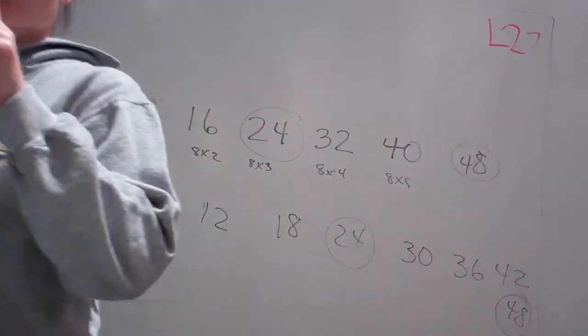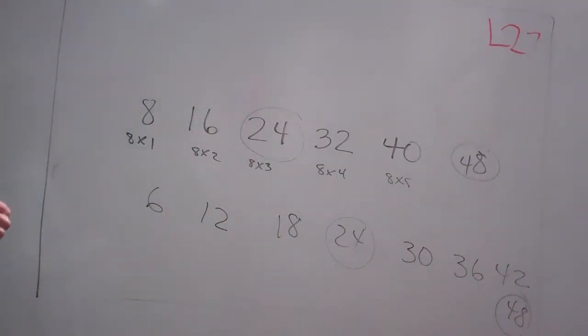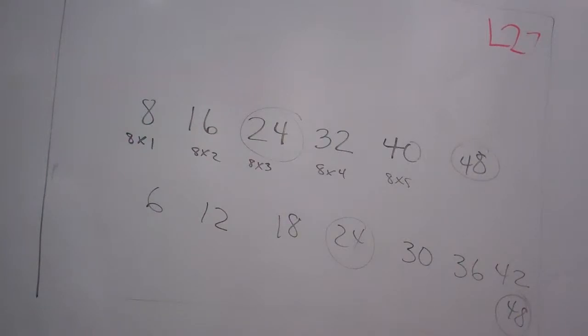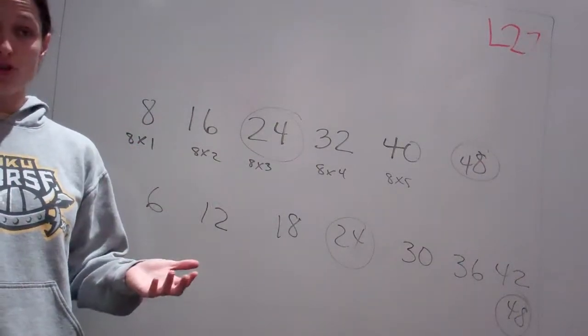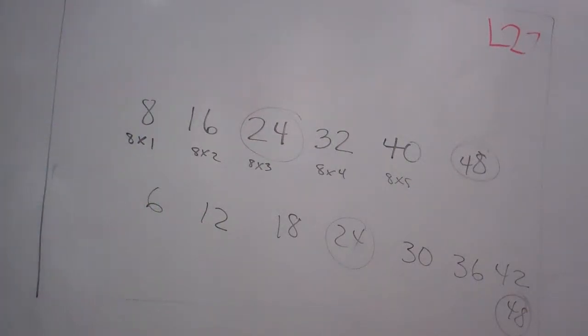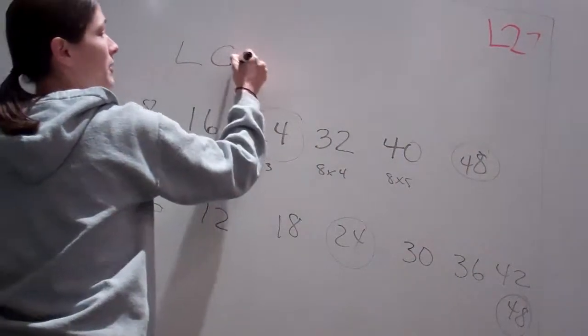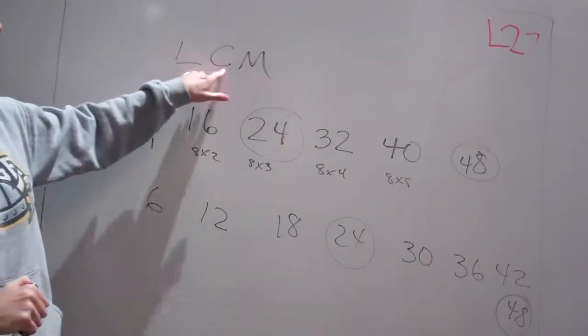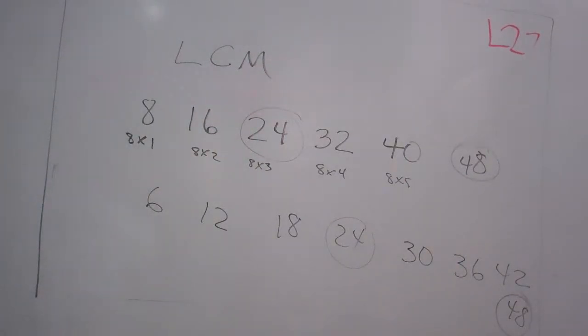Okay? But with multiples, you're trying to find the least common multiple. So what is our least common multiple? 24 would be, okay? When we are working with factors, we find the greatest common factor. But when we're working with multiples, most times they're going to ask for the least common multiple, LCM. Okay, so if you need to write that down, that means least common multiple.